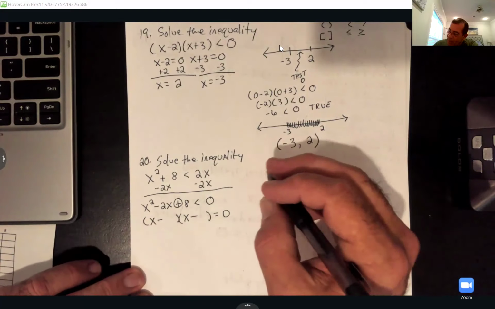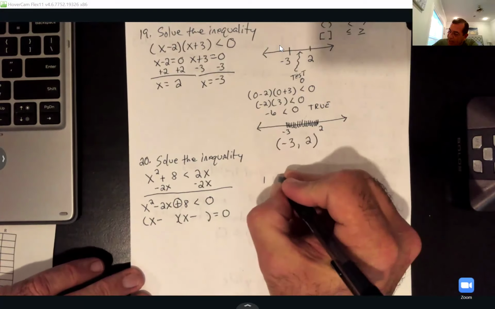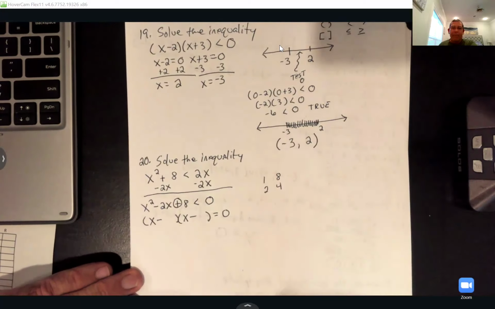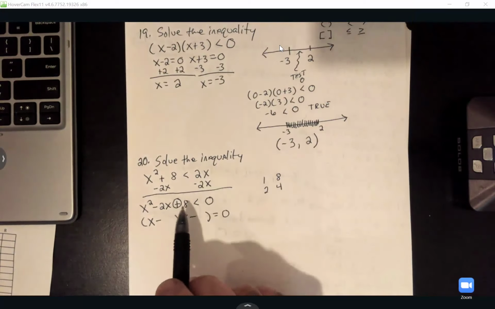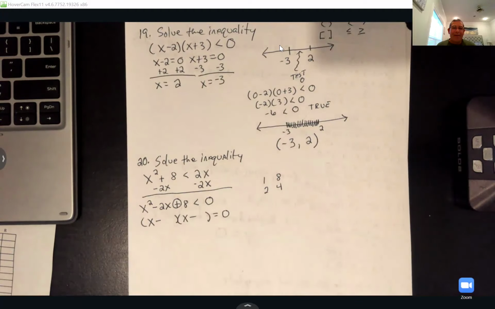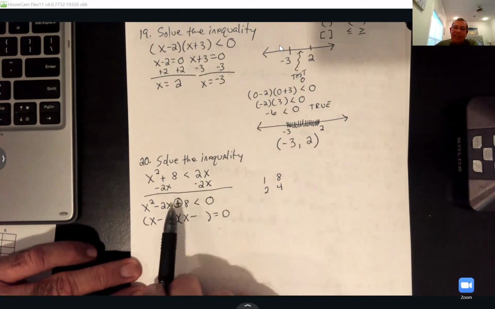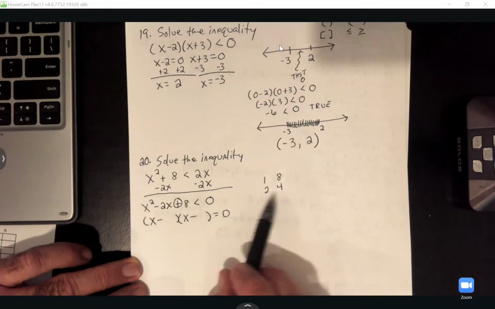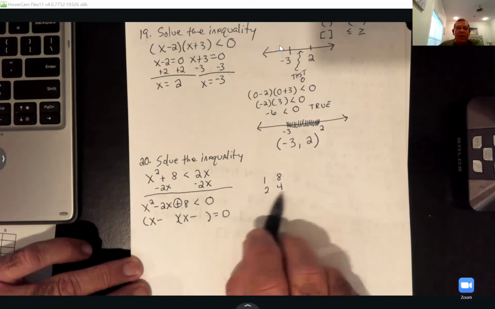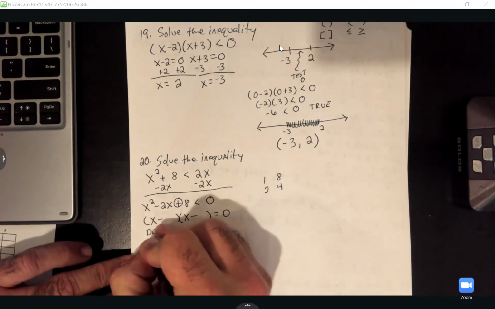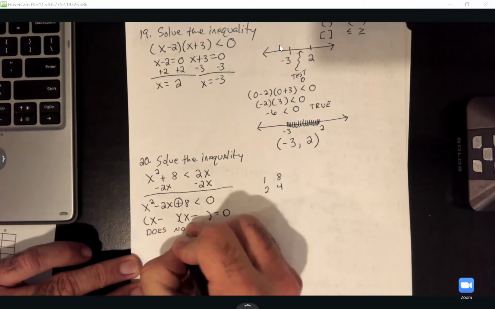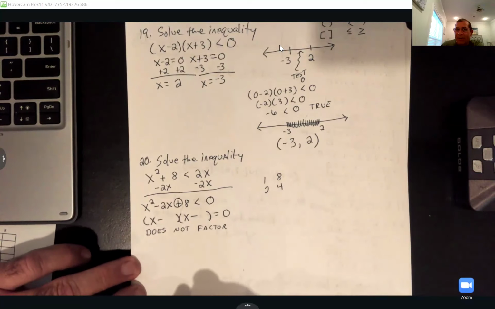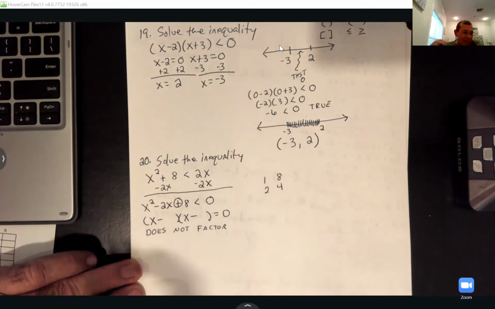So remember, factors of 8 would be 1 times 8, and the only other way I think is 2 times 4. But none of those are going to add to get 2, are they? No. Because remember, that ain't minus. If it was minus, I would pick 4 and 2 because they would subtract. But since that's adding, they got to add to get 2. So none of the factors work. So this one does not factor. I don't think I've seen any number 20s that actually factor. This one always has the same answer.